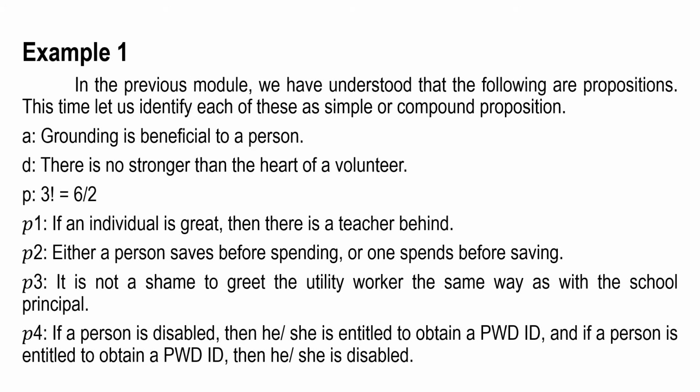So for example number one, in the previous module, we have understood that the following are propositions. This time, let us identify each of these as a simple or compound proposition. For number one, as you can see, there are no logical connectors that we use. Number one: grounding is beneficial to a person. It is a single proposition.